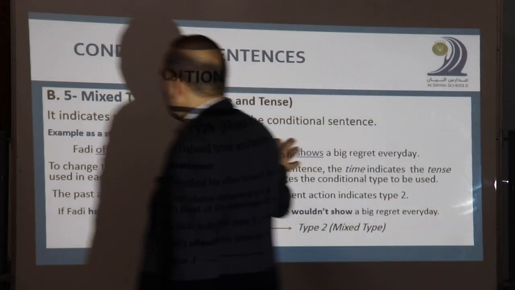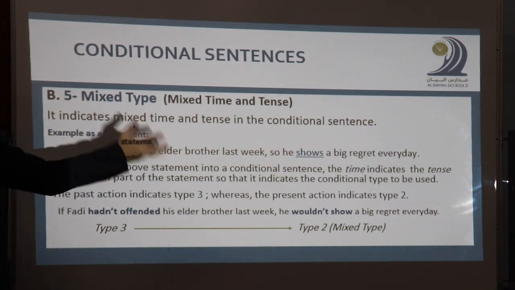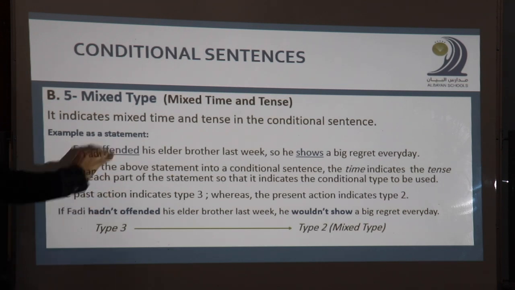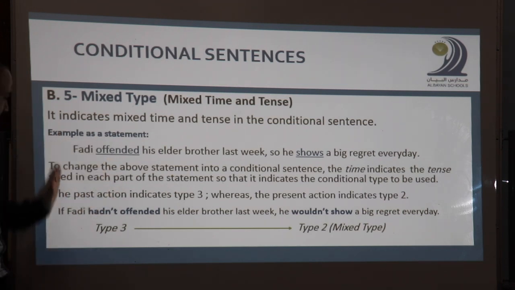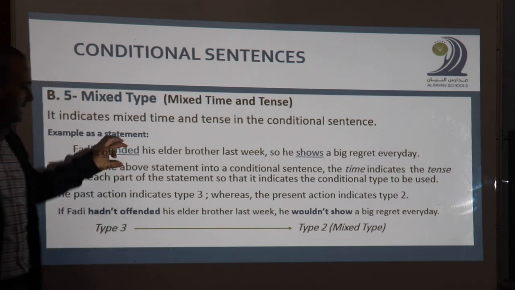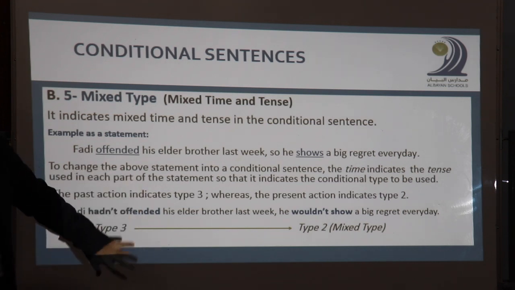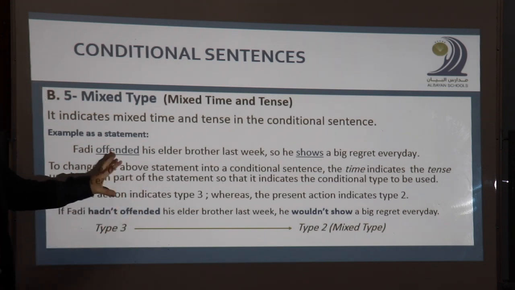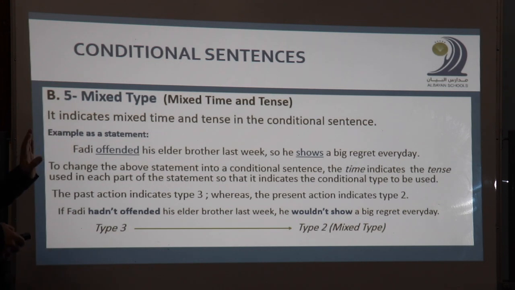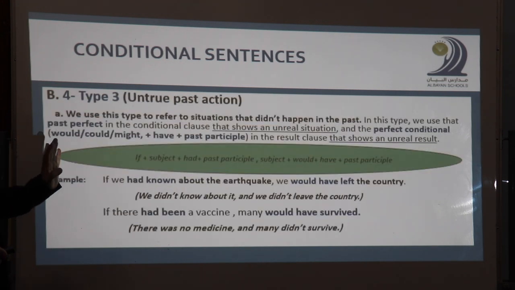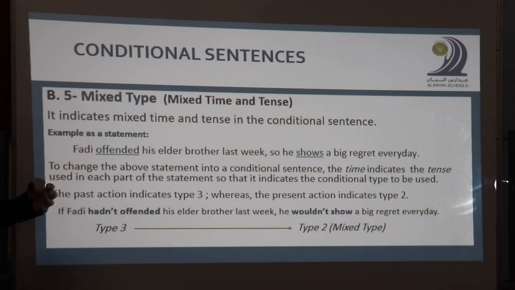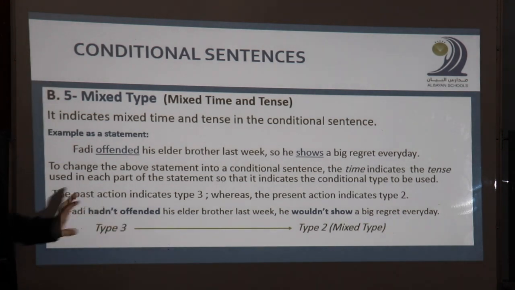Here, forget about what's written here related to conditional sentence. There is no condition here. So let's really start. I said that simple past, or the past tense, indicates type 3. What do I mean? If you still remember, we said in type 3 we have an unreal past situation. So with conditional, I want to change it into an unreal situation in the past.